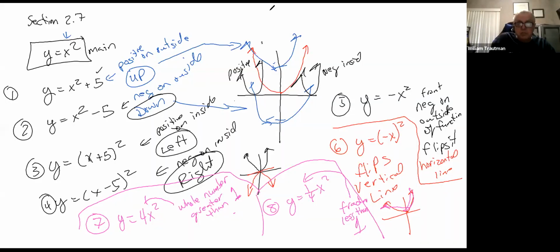So a 4 here makes it skinnier. The whole number greater than 1 makes it skinnier. But we call that stretches.